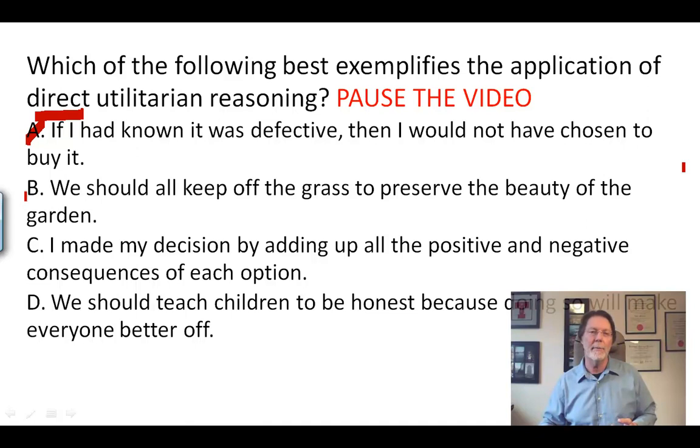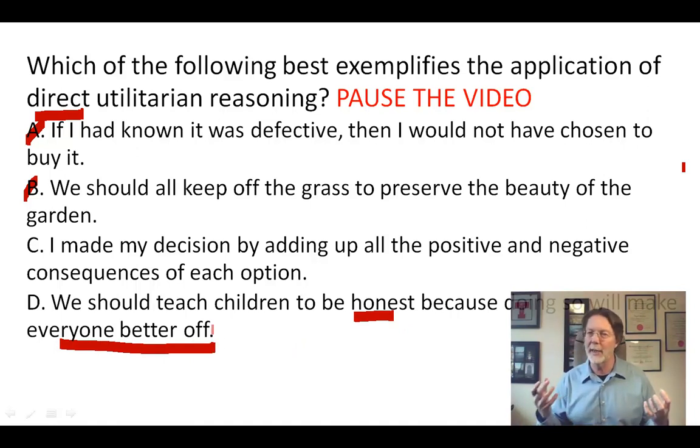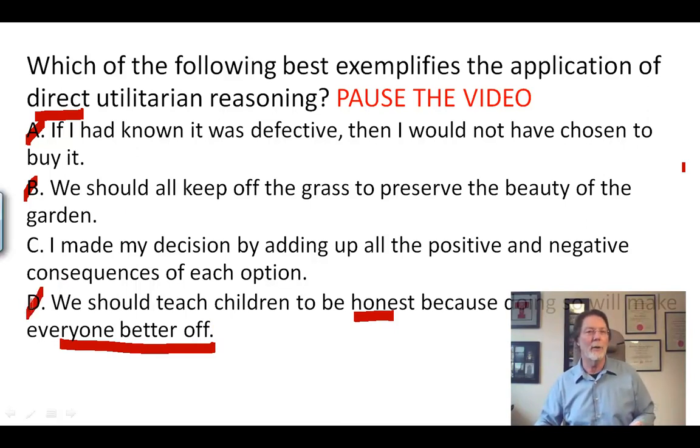This is indirect. I made my decision by adding up all the positive and negative consequences of each option. Well, that's straightforward, direct, cost-benefit analysis, utilitarian reasoning. Compare this to D, where it says we should teach children to be honest. Honesty is a virtue. Why? Because doing so will make everyone better off. Well, everyone being better off is utilitarian reasoning, but we're not getting at it directly. We're saying we should teach people virtues in order to make everybody better off. And that is indirect utilitarian reasoning. So probably our best answer is this one. You make your decision by a cost-benefit analysis.